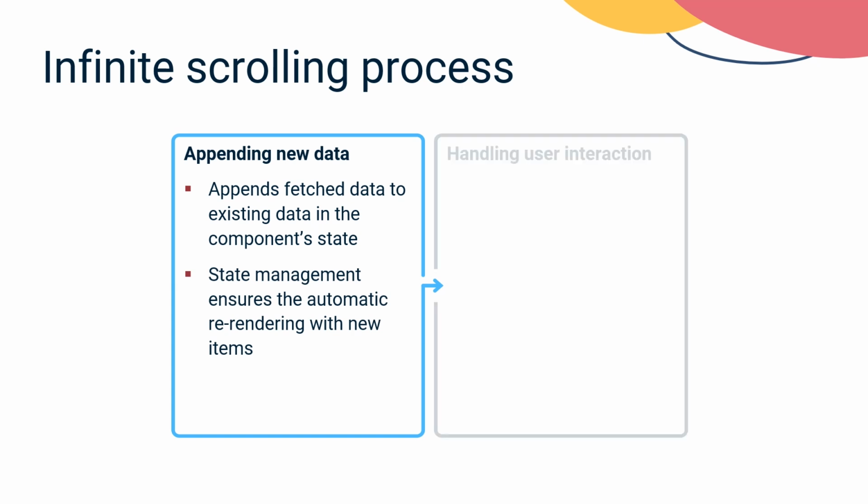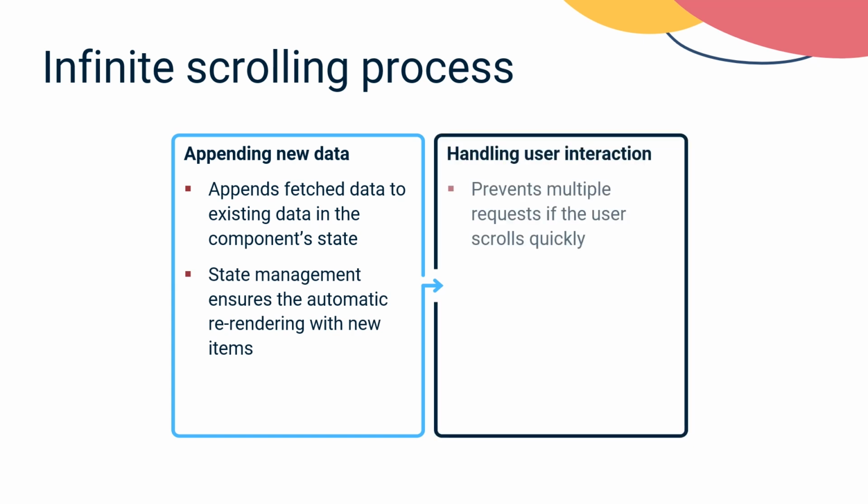Handling user interaction to prevent multiple requests from being sent if the user scrolls through quickly. This can be achieved using debounce, where the fetch happens only after the user has stopped scrolling for a certain period, or using onMomentumScrollEnd instead of onEndReached.